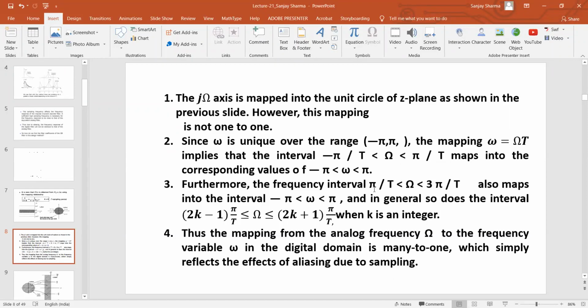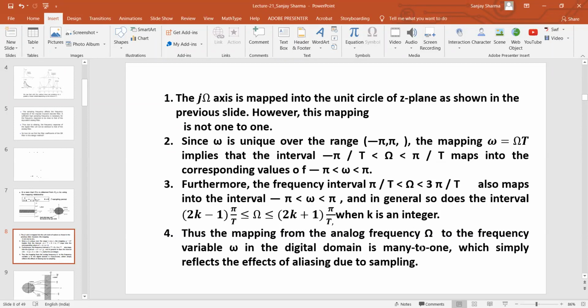Furthermore, the frequency interval pi by T to 3 pi by T also maps into the interval minus pi to pi. And in general, the interval (2k minus 1) pi by T to (2k plus 1) pi by T goes into this digital frequency range minus pi to pi.